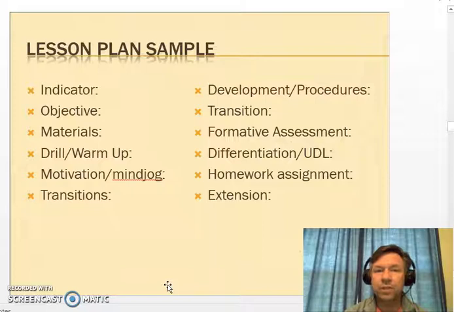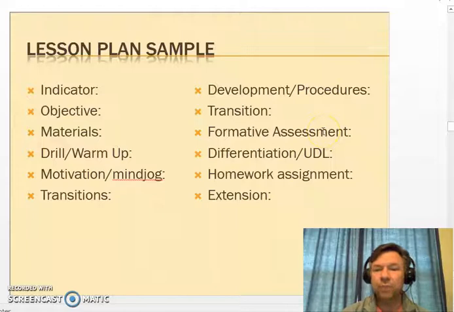Just loosely, a lesson plan sample should have these pieces. Certainly if there's something that you have that has more information or more detail, but the general components are here. Indicator, objective, materials. You have some type of warm-up. You want to note your transitions. The procedures explain what's going to take place.